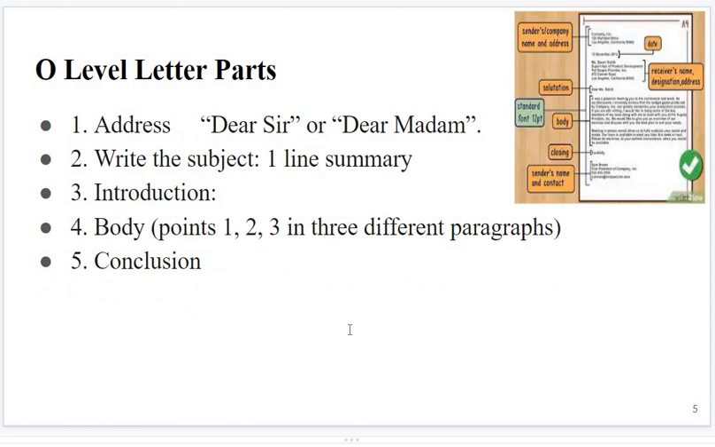An O-level letter has certain parts. First of all, you write the address, you address the person, Dear Sir or Dear Madam. Then write the subject, a one-line summary. Subject means the topic of the letter. Then you start the introduction of the letter, the introduction of the issue. Then body points. Body points mean there are 3 points which have been mentioned in your question paper.